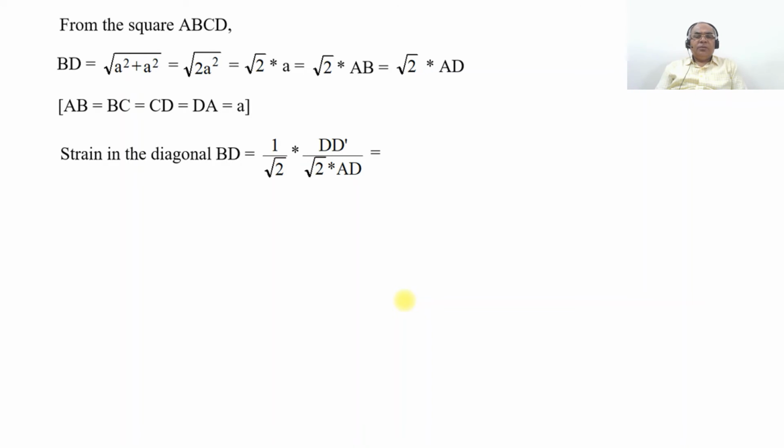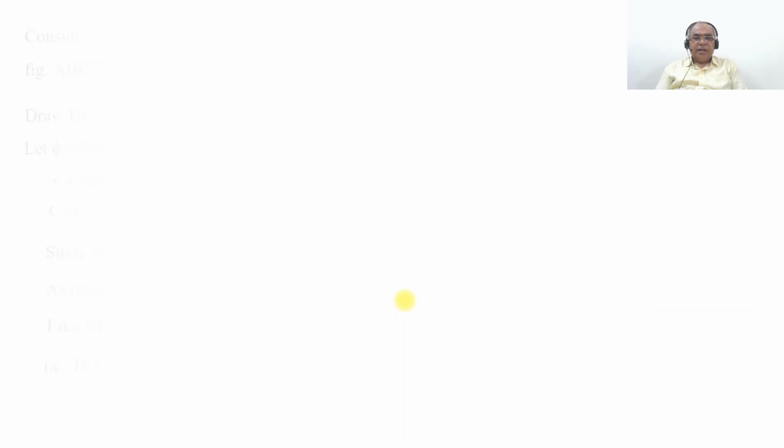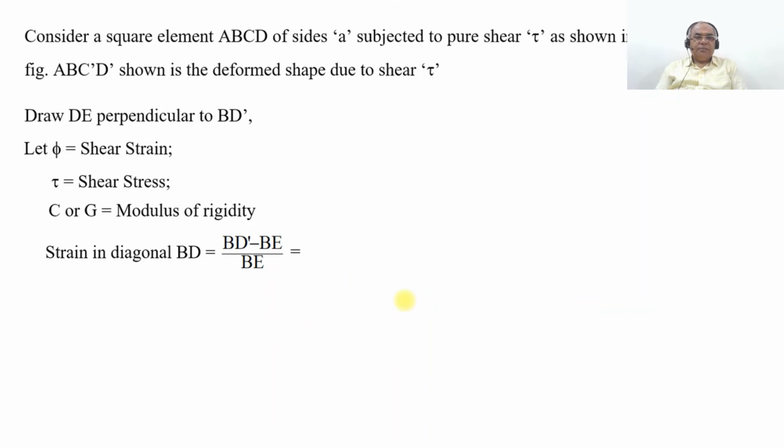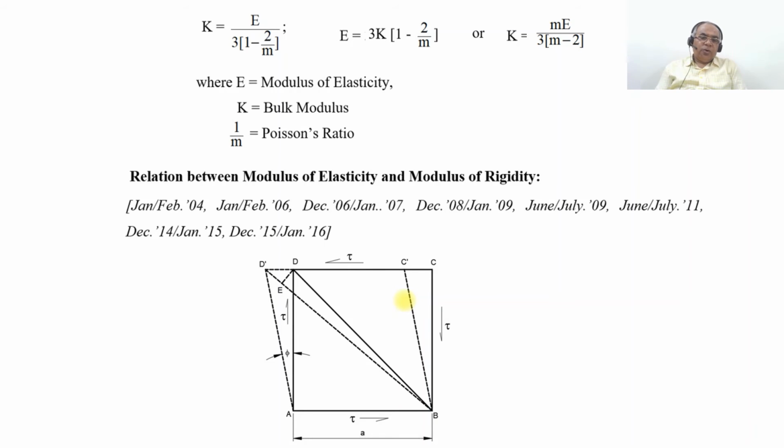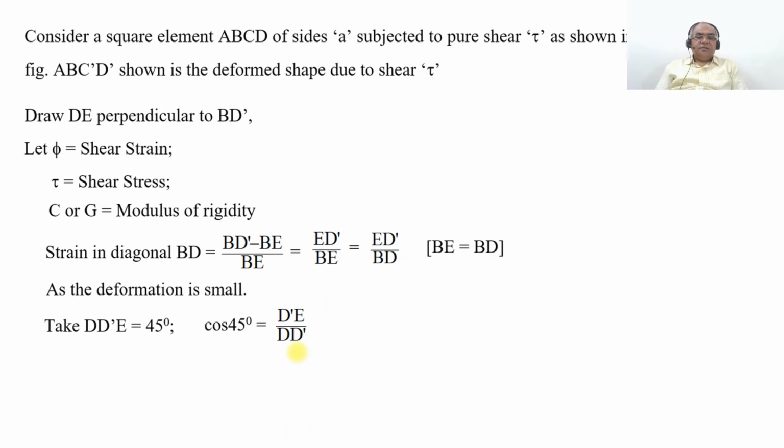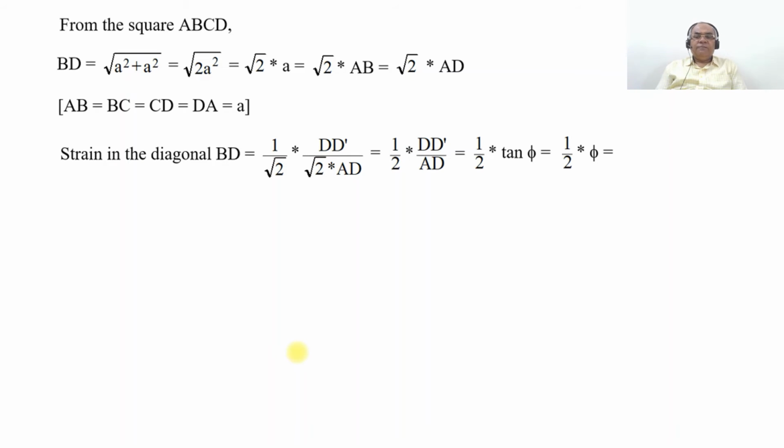So 1 by root 2 over root 2 becomes half. So half into DD dash by AD. What is DD dash by AD? DD dash by AD is nothing but tan phi, which is the opposite side by the adjacent side. Since phi is small, tan phi will be equal to phi. So half into phi, which is equal to phi by 2.